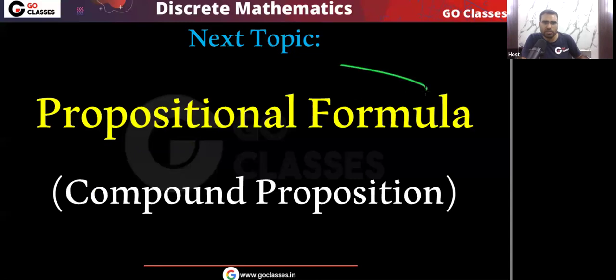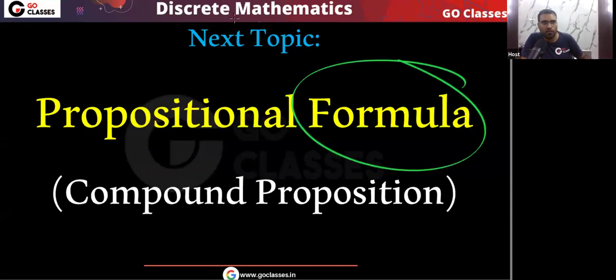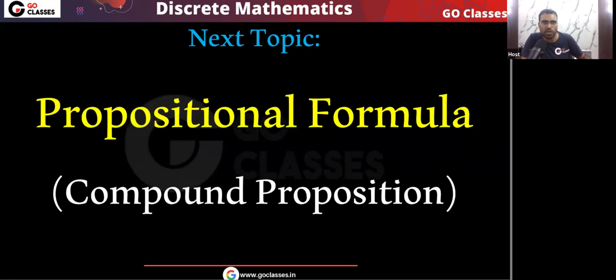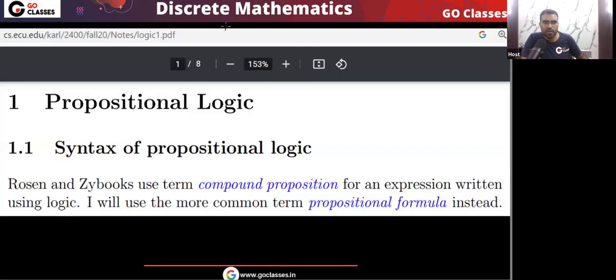Now let's see the next concept, that is propositional formula. What is this concept? Propositional formula, or I can say propositional expression, or I can say compound proposition. Let me tell you that these two things are same: compound proposition and propositional formula. You can call it compound proposition or you can call it propositional formula. They are same. Different people use different words.